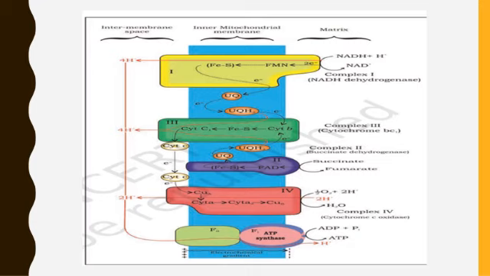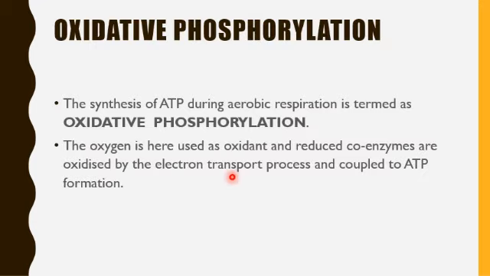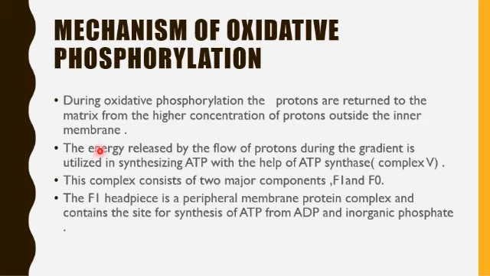So now we will discuss what is oxidative phosphorylation. The synthesis of ATP during aerobic respiration is termed oxidative phosphorylation. Oxygen is used here as the oxidant, and reduced coenzymes are oxidized by the electron transport process and coupled to ATP formation. Mechanism of oxidative phosphorylation.